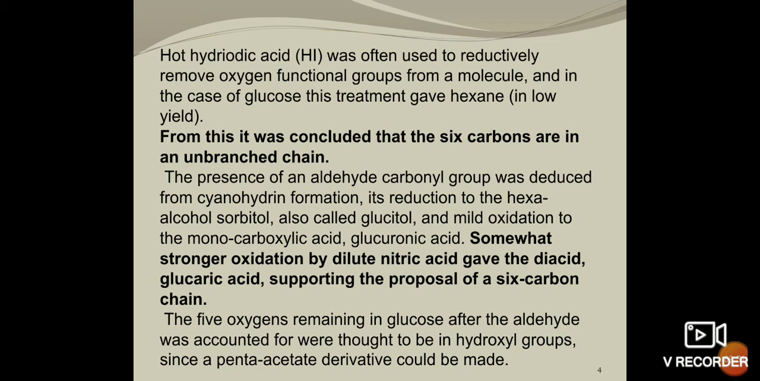Stronger oxidation by dilute nitric acid, a diacid is produced. So different products are seen here. The 5 oxygens remaining in glucose after the aldehyde was accounted for were thought to be in hydroxyl groups, since a pentaacetate derivative could be made. So there are 5 hydroxyl groups, like 5 oxygens which are hydroxyl in nature, and therefore they form a pentaacetate derivative.